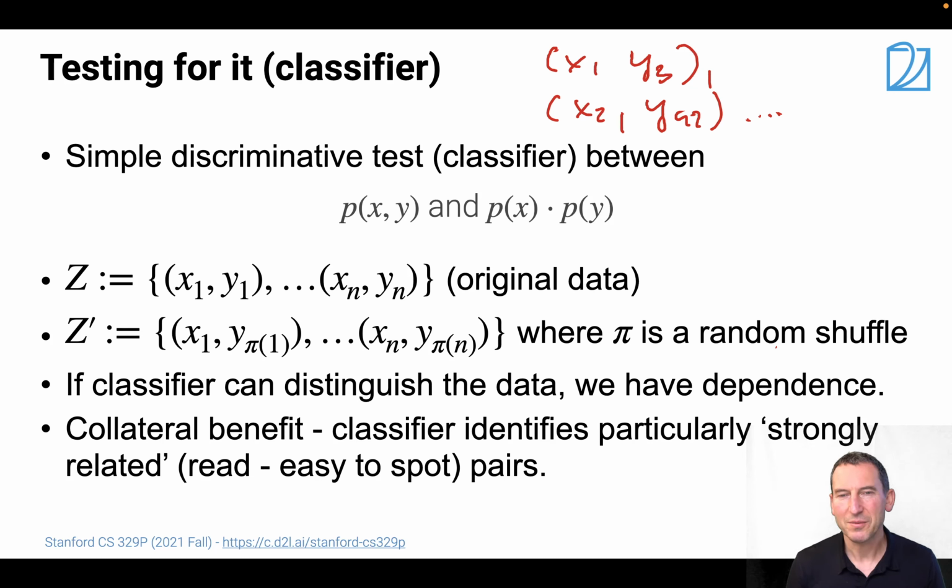Now, if my classifier can distinguish between such data, then we have dependence, and we've established that it exists because the classifier can tell us, and as a collateral benefit, the classifier will go and identify particularly strongly related, thus easy to spot pairs between x and y. Just because x and y are dependent doesn't mean that they're always dependent or always strongly dependent. It just means that overall that property exists.